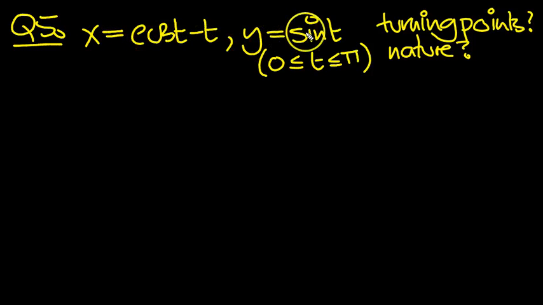x equals cos t minus t and y equals sine t. We're going to look at this curve just in this range of t here from 0 to pi and find the turning points and investigate their nature.